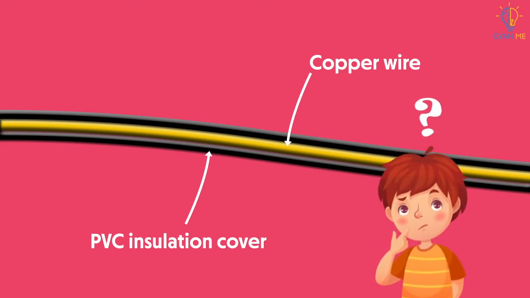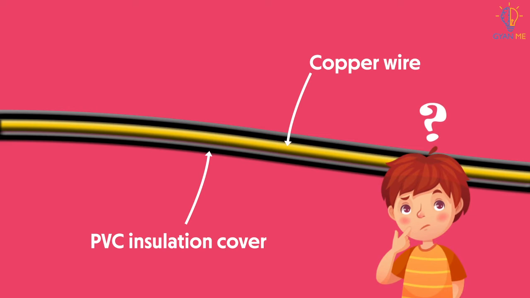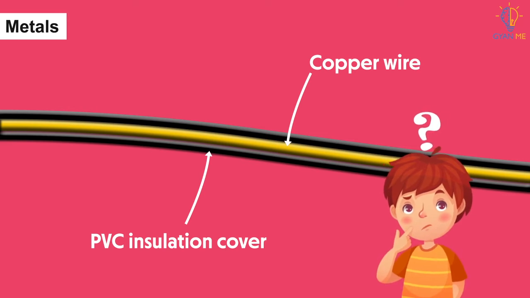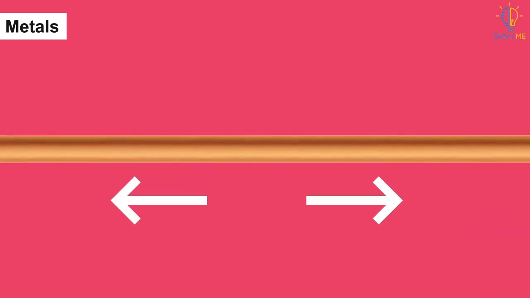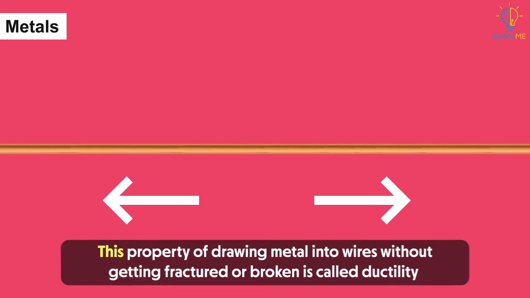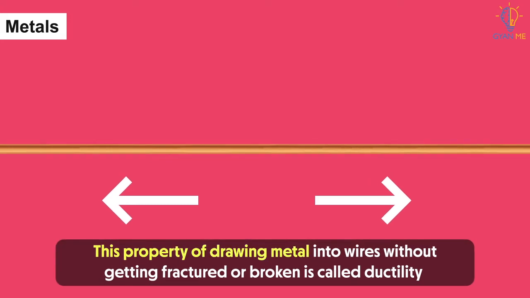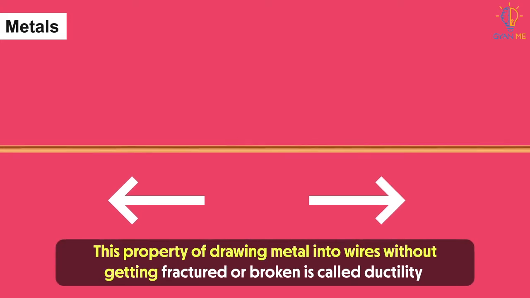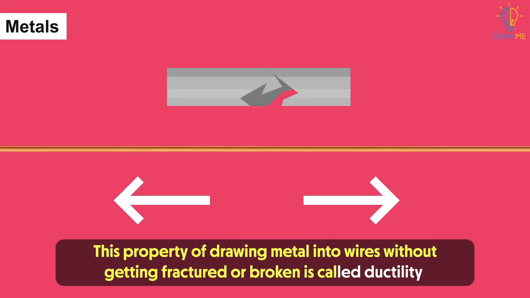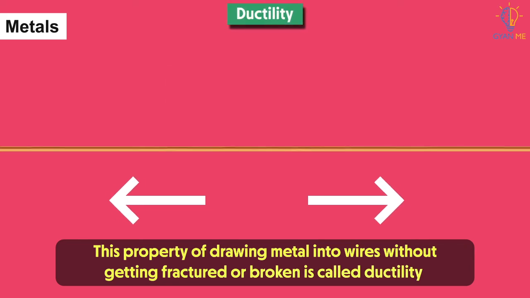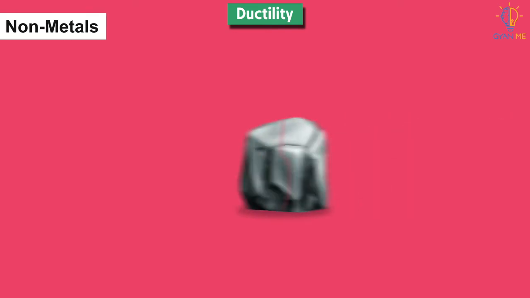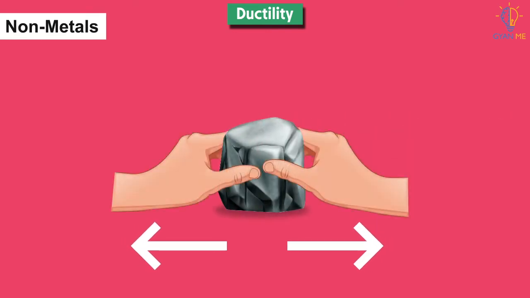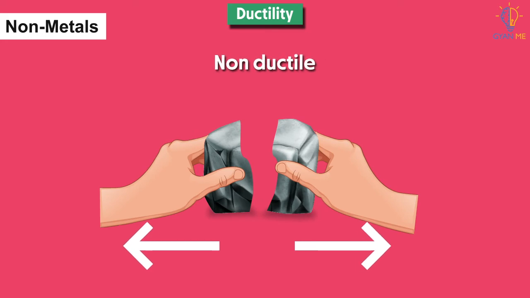Students, have you ever thought how these wires are made out of metals? Yes, these are made by drawing metals into long wires. This property of drawing metal into wires without getting fractured or broken is called ductility. On the other hand, non-metals cannot be drawn into wires and thus are non-ductile.